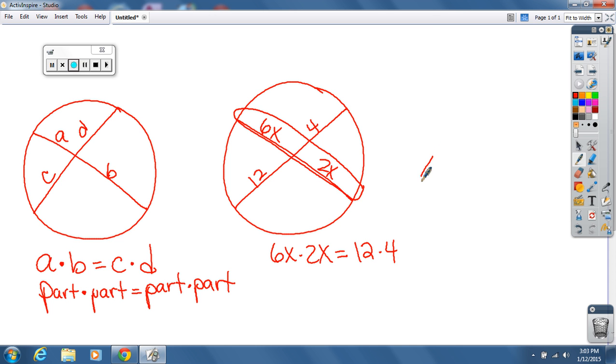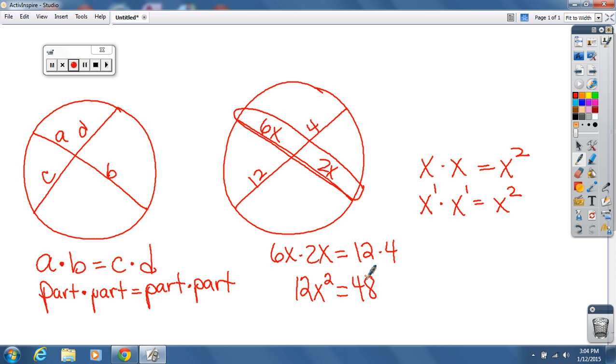Now remember we discussed in class that x times x is x squared. The reason that works is that when you have variables, you add their exponents. So 6 times 2 is 12, but x times x is x squared. 12 times 4 is 48. So when I take 48 and divide that by 12 to get that x squared by itself, I get 4. Divide this by 12, divide this by 12, that cancels. I'm left with x squared is equal to 4.